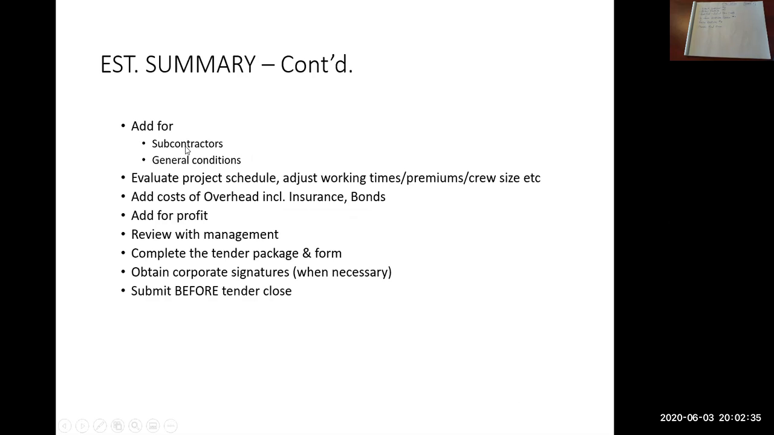So add things like subs. So maybe you're bidding a road project. Maybe you're twinning a highway, so you're adding an extra 2 lanes to a highway. Maybe your general contractor that you work for can do all the earthworks, can do all the gravels. Maybe you need a subcontractor to pave and a subcontractor to line paint. So you add in your subs.